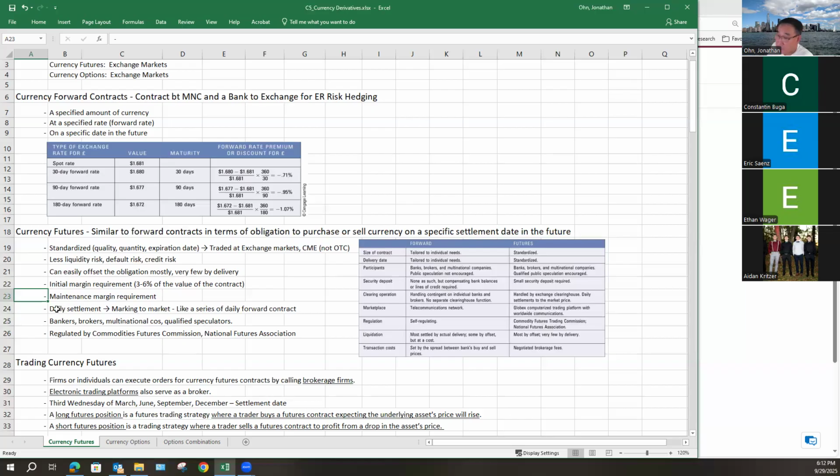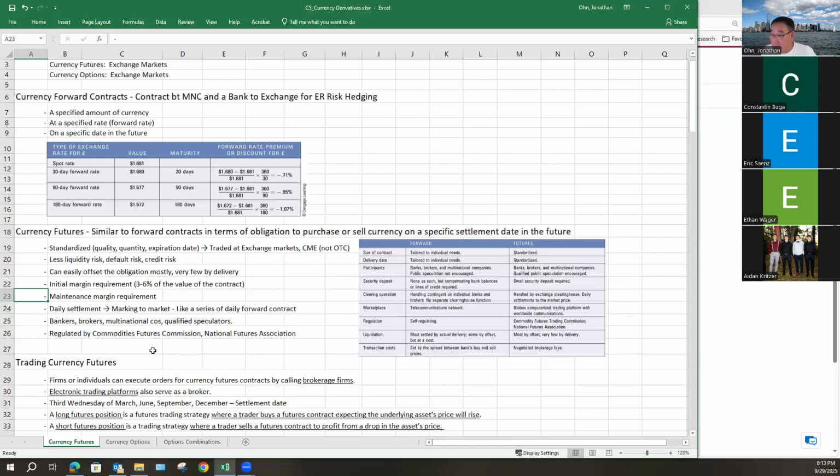And then daily settlement is the important feature of futures contracts. It is called marking to market, and it's like a series of daily forward contracts. I'll show you that below in the example. And then the major participants include the bankers, brokers, and multinational corporations and qualified speculators, investors.